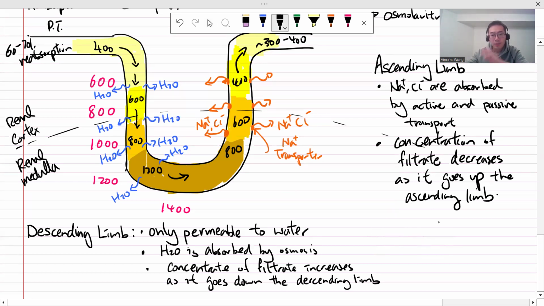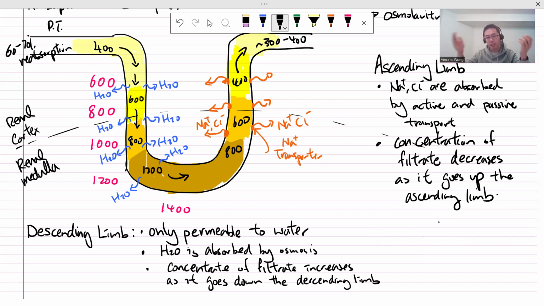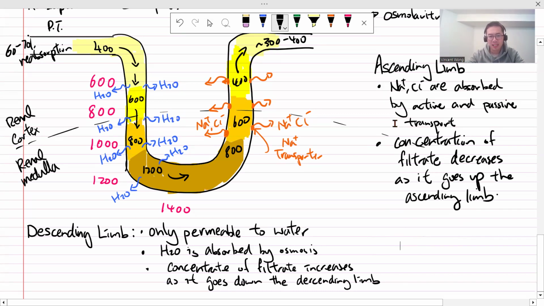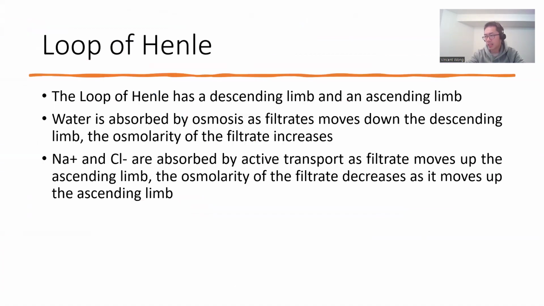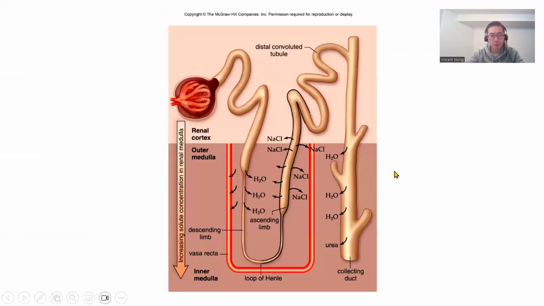So now that we finished going through the loop of Henle, we absorb pretty much 80 to 85% of everything that was lost in the filtration process. So again, 60 to 70% in the proximal tubules, additional 10-15% in the loop of Henle. Now we're in the final stage. We've pretty much taken back most of the stuff that we wanted to keep. Oh, sorry, I forgot to show you.